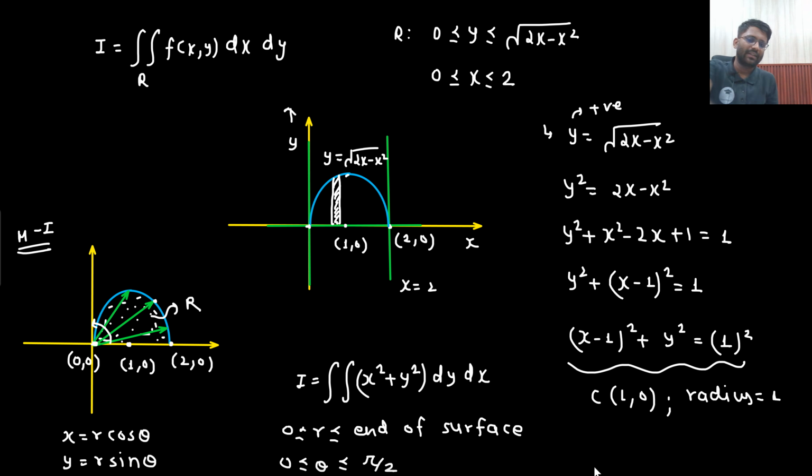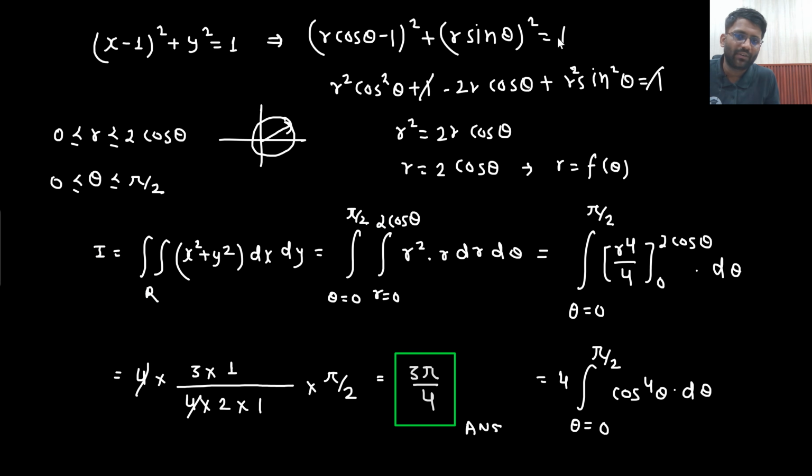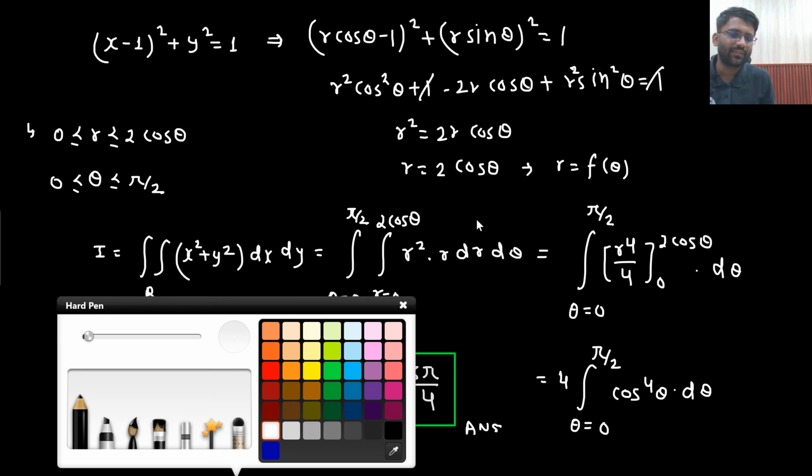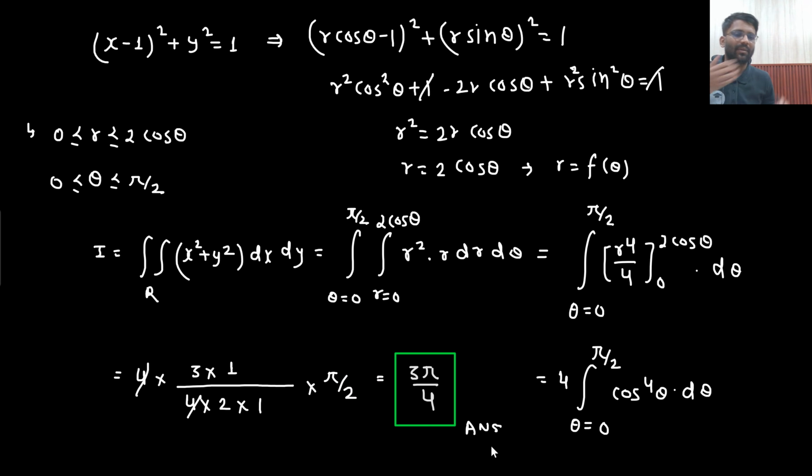Using this method I find the value, because I know that this kind of surface is known to me. So if I put x equals r cos theta, y equals r sin theta, I get r equals 2 cos theta. That means r is going from 0 to 2 cos theta. So this kind of surface was known to me. Then I get to know that yes, r is coming as a function of theta. So I will get the answer 3 pi by 4.